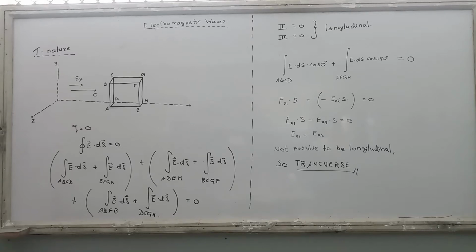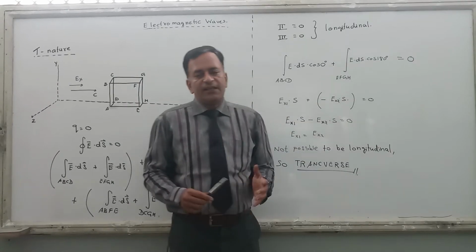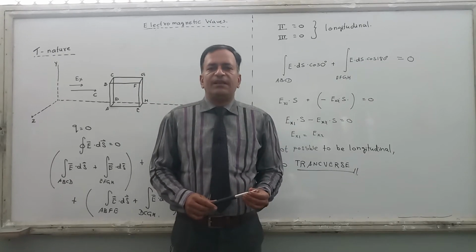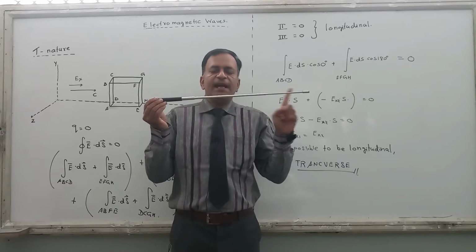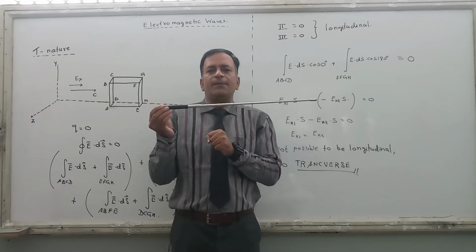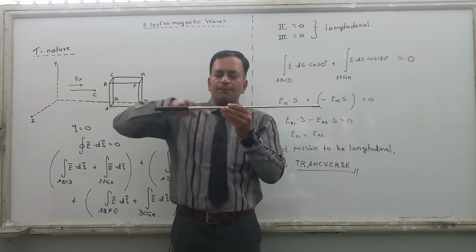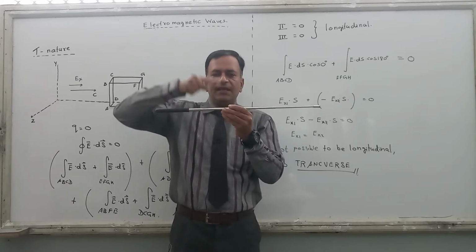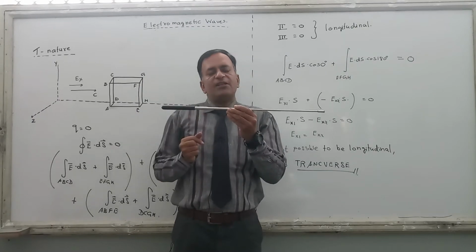Hello friends, in this video we will talk about the transverse nature of electromagnetic waves. We know that waves can be of two types, either transverse waves or longitudinal waves. Suppose this is the direction of the wave, and the particles of a medium or the varying physical quantity move perpendicular to this, in this manner in which my finger is moving, then the waves are transverse waves.